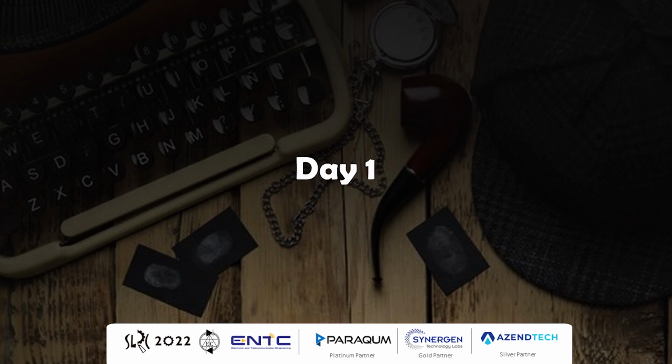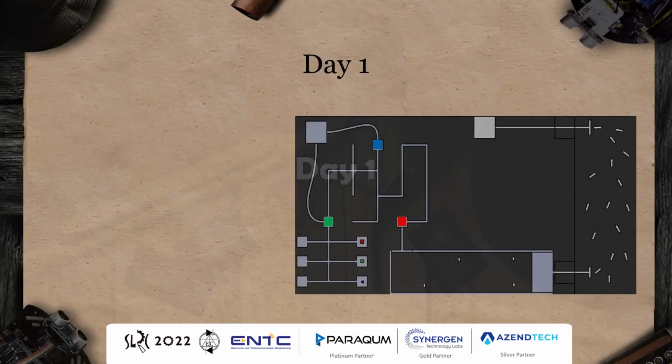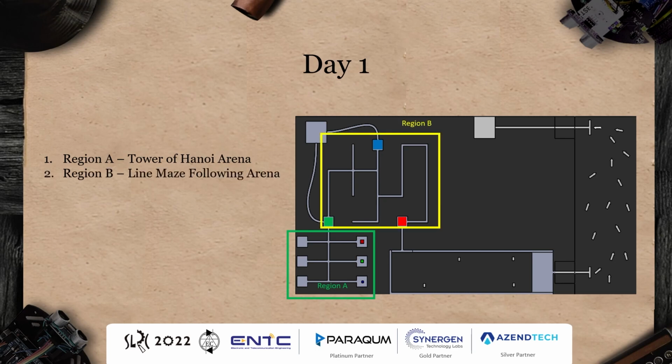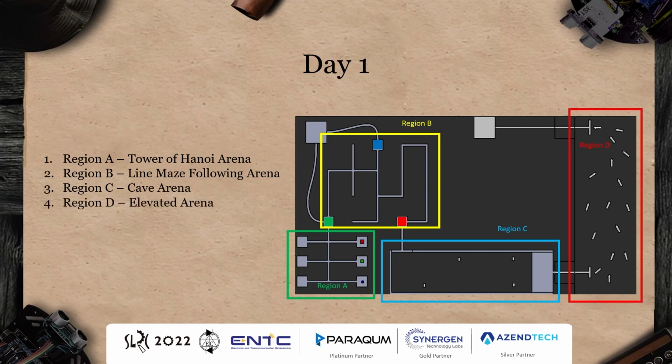First, let's have a look at the task for the Day 1. During the Day 1 competition, your robot should navigate through 4 regions. Region A, Towers of Hanoi. Region B, Line Maze Following. Region C, Cave Navigation. And finally, the Region D, an elevated arena.